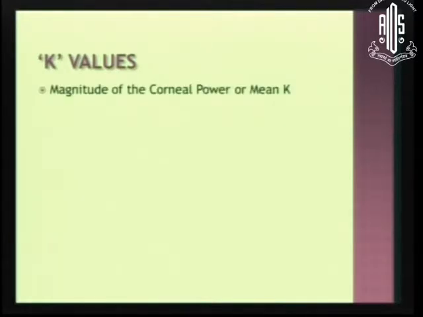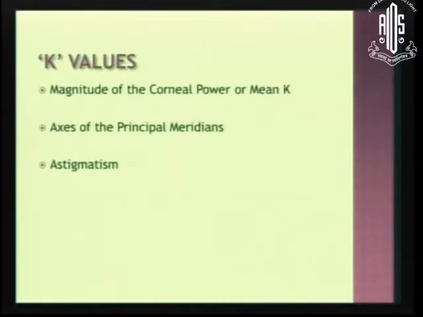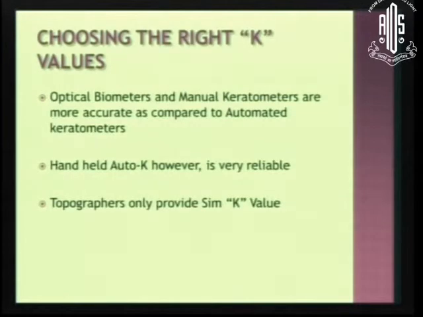What does a K value actually tell you? K values tell us three things. It first gives you the magnitude of the corneal power from the corneal radius that we measure, and hence it gives us the mean K, which is K1 plus K2 upon 2. It gives you the axis of the meridian. Basically, remember that astigmatism is a vector. So if it has a magnitude, it has to have a direction also. And third thing, the difference between the two principal meridians gives us the amount of astigmatism.